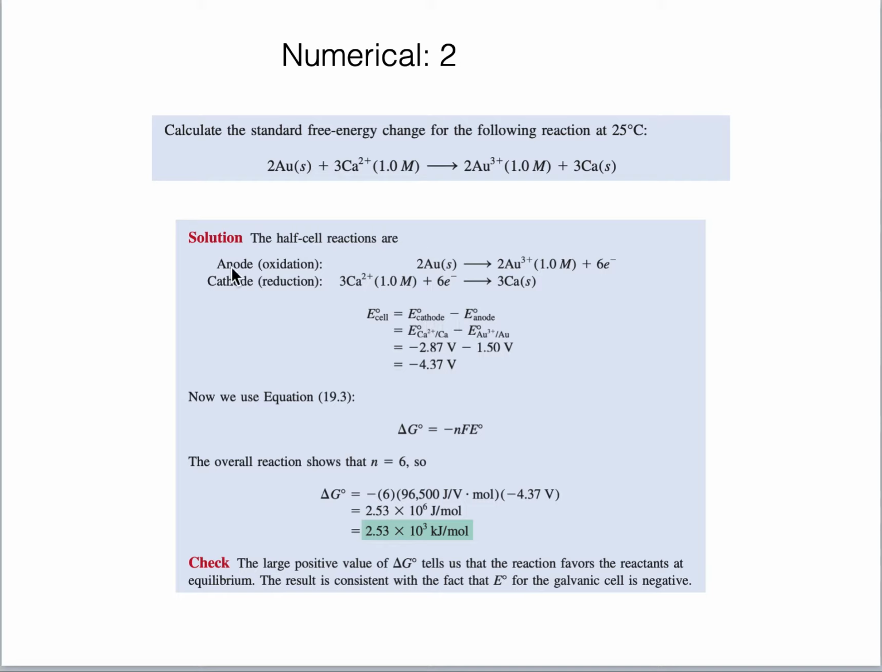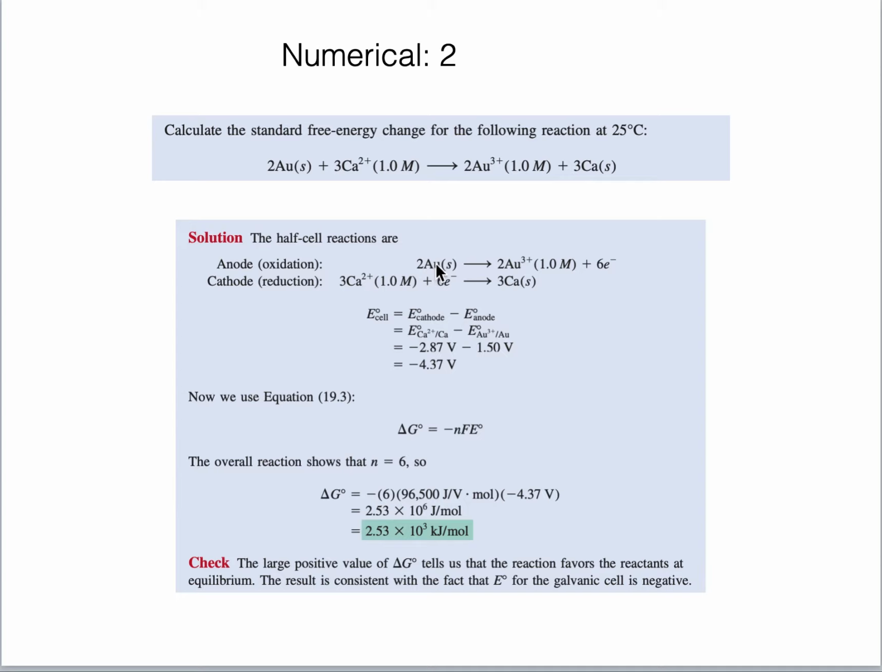So let's first write the anode and cathode half cell reactions. At the anode, oxidation is taking place, that is, gold is oxidizing to gold 3 plus. If you write it with the balanced number of moles, which we can take from the above equation, then 2 moles of gold are giving 2 moles of gold 3 plus. It means one individual gold is giving how many electrons? 3 electrons. An individual solid gold atom will give 3 electrons, but 2 moles of gold will give 6 electrons.